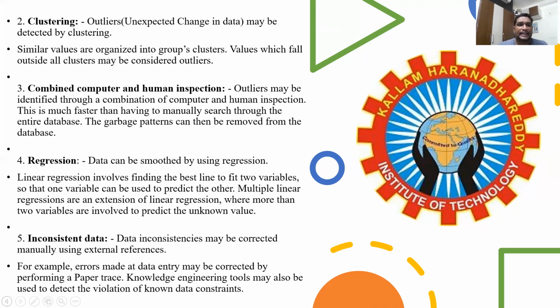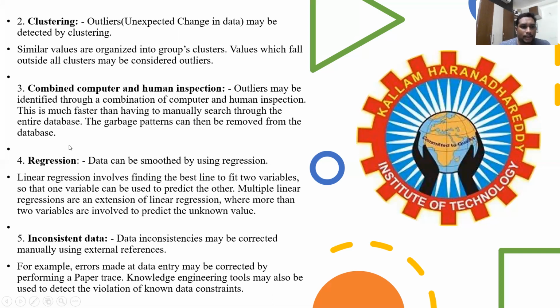And the next one is regression. Regression data can be smoothed. Smoothed means you are correcting. You are making some incorrect data into correct data. Data can be smoothed by using a mechanism called regression. We have two methods called linear regression and multiple linear regression. With linear regression, we are considering two axes called x and y axis, and based upon a linear equation you are finding the best data.